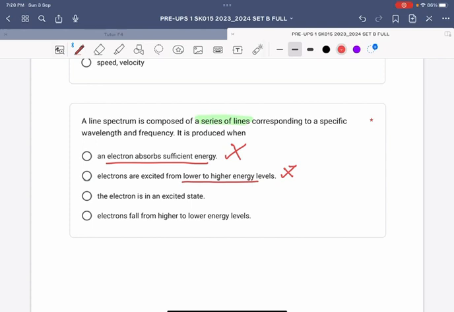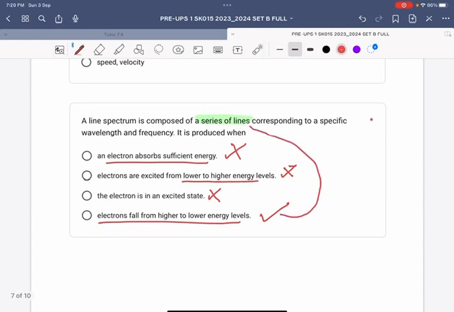The electron is in an excited state. Yes, but this is still not the answer. Electron falls. Yes, this is the correct answer. When it falls, it emits energy and forms the series of lines. So the answer is option 4.